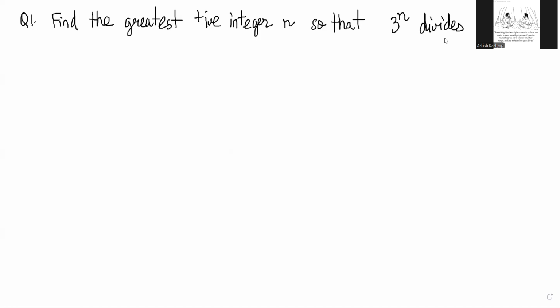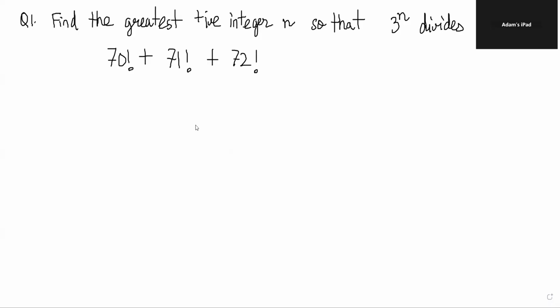Find the greatest positive integer n so that 3 power n divides 70 factorial plus 71 factorial plus 72 factorial. You can use any of the concepts we have done today. Don't try to do it by old methods. Try to apply what we have learned today.